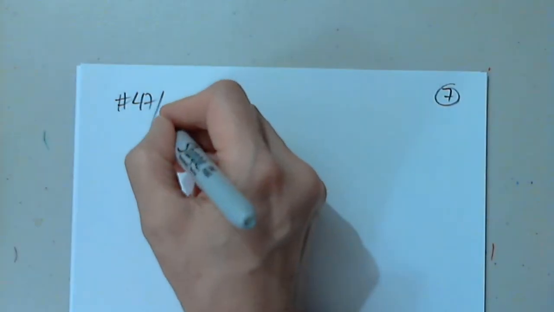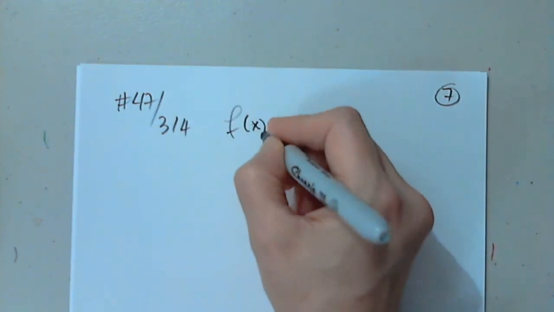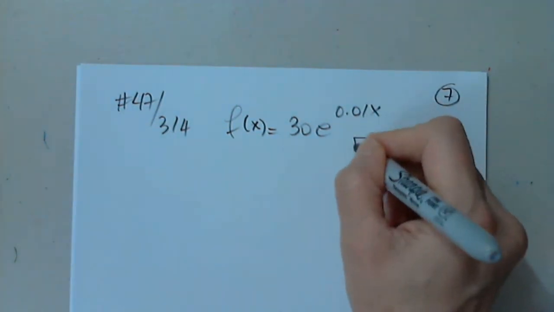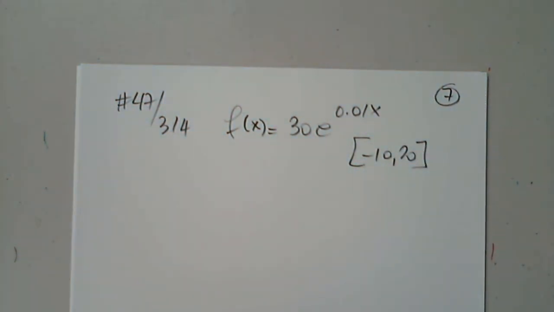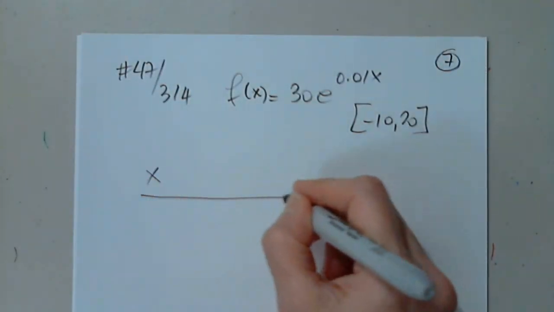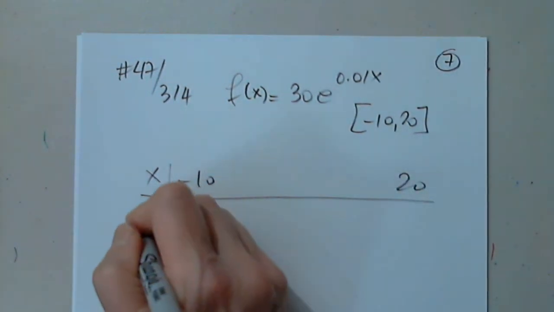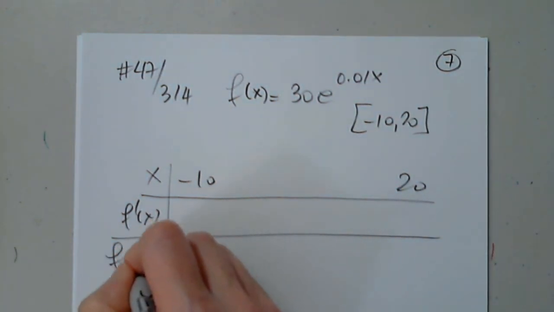47, again, page 314. Okay, 47. f of x equals 30 e to 0.01x and the given interval negative 10, 20. So we don't discuss that. We don't need to find any domain. We don't care about any of that. So the domain is given to us. It's carved in stone. So this is, of course, f prime and then f of x.